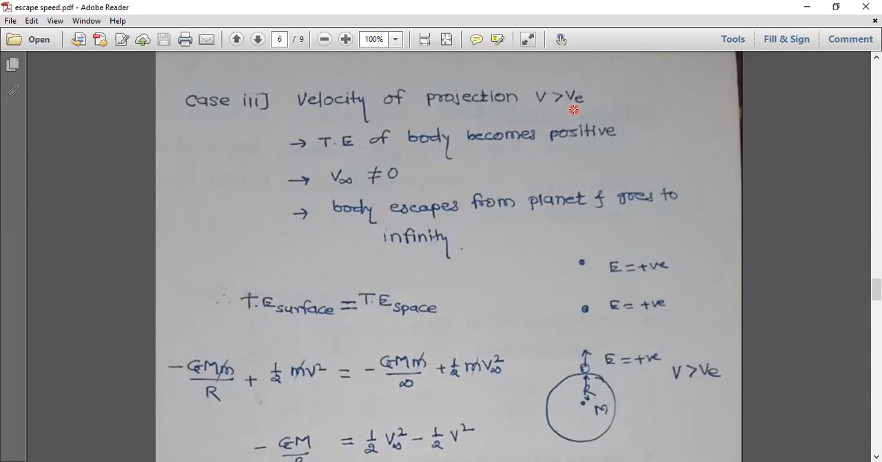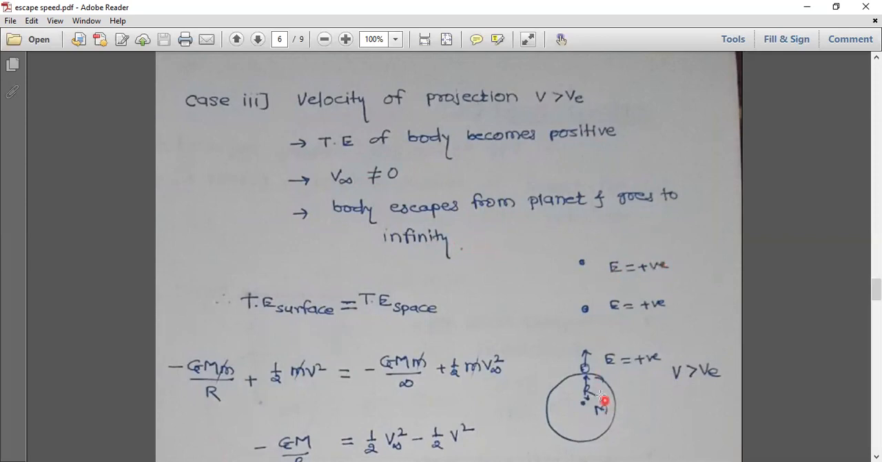And in the third case, velocity of projection is greater than escape speed, then total energy of the body becomes positive. v_infinity is not equal to 0. This is the first difference. In the second case, v_infinity is equal to 0, but here it is not 0. So the body escapes from the planet and goes to infinity, but does not fall back. This is the one thing which is different from the second one.